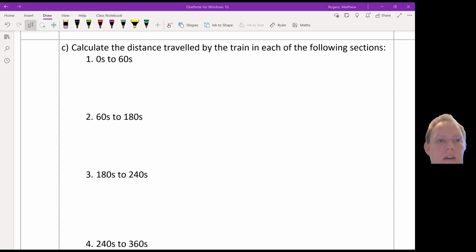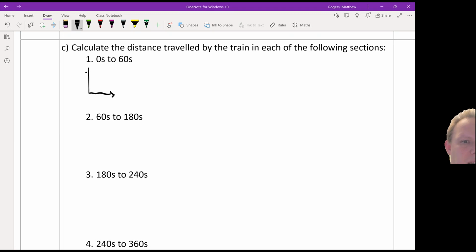In question C, we're asked to find the distance travelled by the train in each of the following sections. So the distance travelled on a speed time graph is found by getting the area under the graph. Rather than flicking back up to the graph, I'm just going to sketch what I think each section looks like. So the first 60 seconds involves a diagonal line that goes from 0 to 60 on the time axis. On the speed axis it goes from 0 up to 20 meters per second.